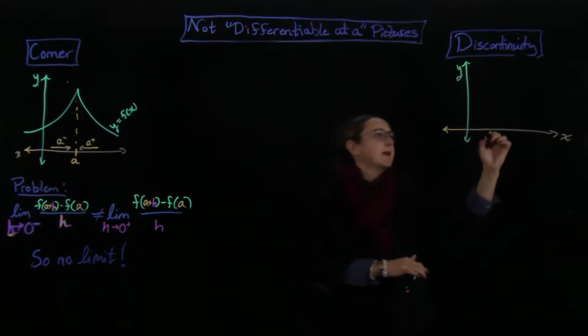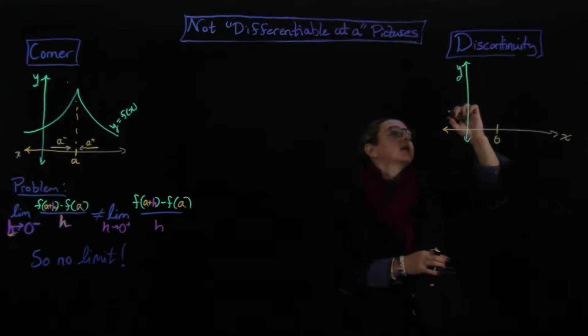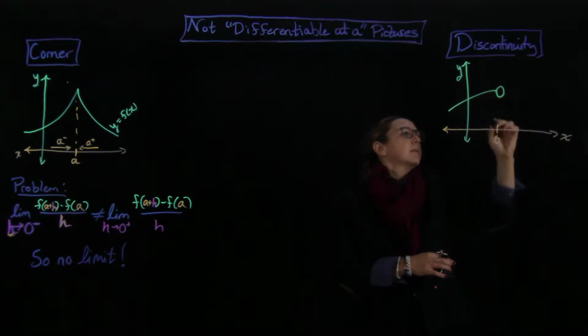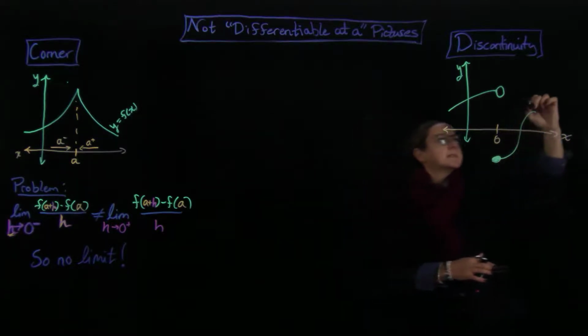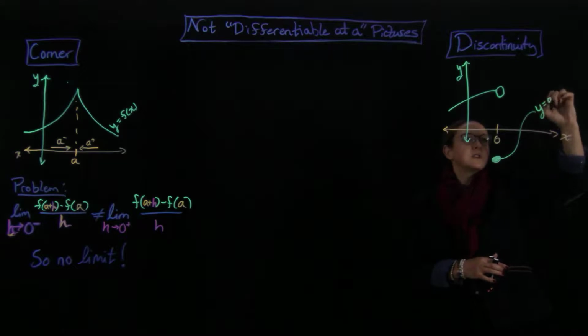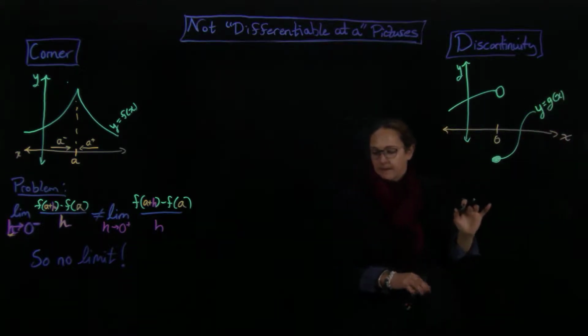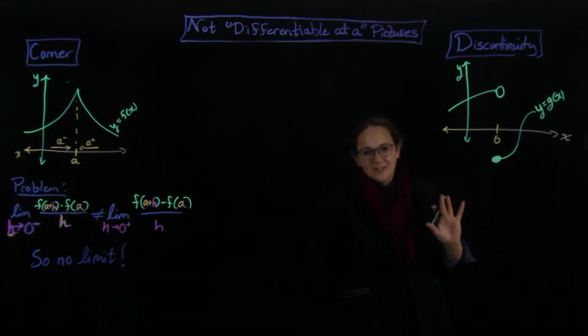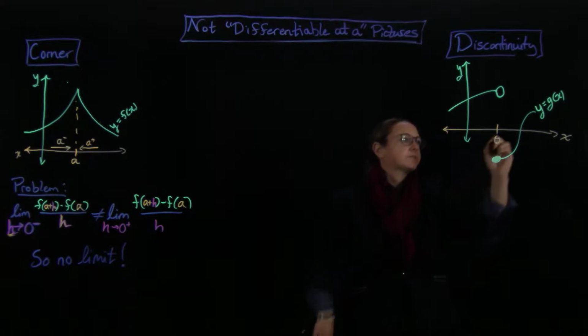And I have some value a here, and my function, so maybe it goes like this, right? So maybe this is my y equals, now I'll call it g of x just to emphasize it doesn't always have the same name. But g is not continuous, so it's not differentiable. Oops, that should be an a.